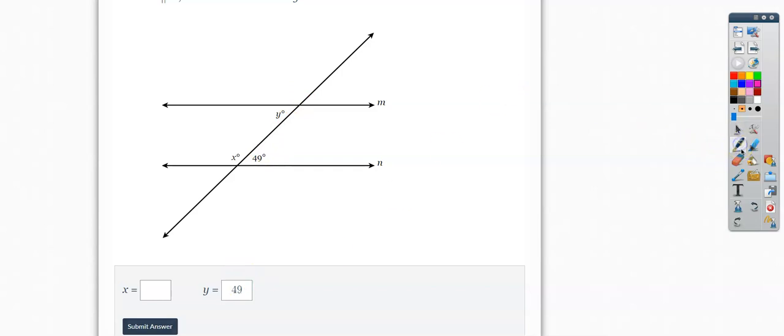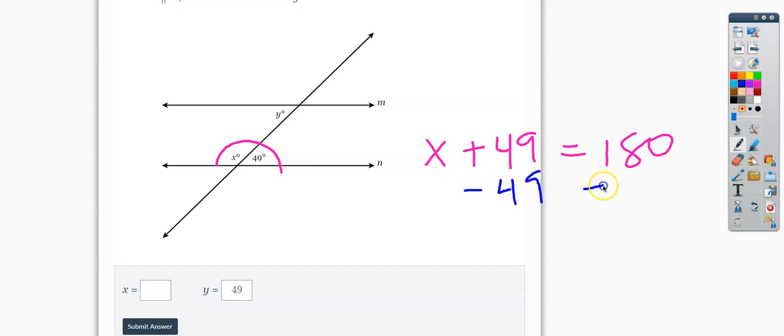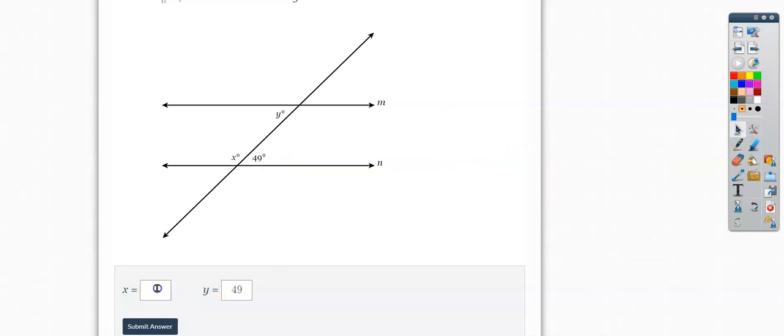Now for the next part of this question, I know that x is adjacent to 49 or supplementary. So x and 49 would add up to 180 degrees. So you're simply going to subtract 49 from both sides, pick up your calculator, 180 minus 49, and that will be your solution. So type that in here for the x degree.